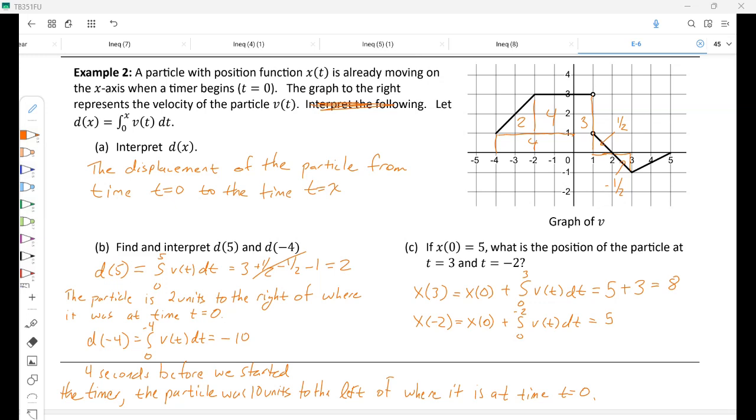When your limits are reversed, you're going from a bigger number to a smaller number, all of a sudden area above the curve is negative because your heights are positive, but your widths are negative. This is a negative 2 by 3 rectangle. So we've got 5 minus 6, which is negative 1.